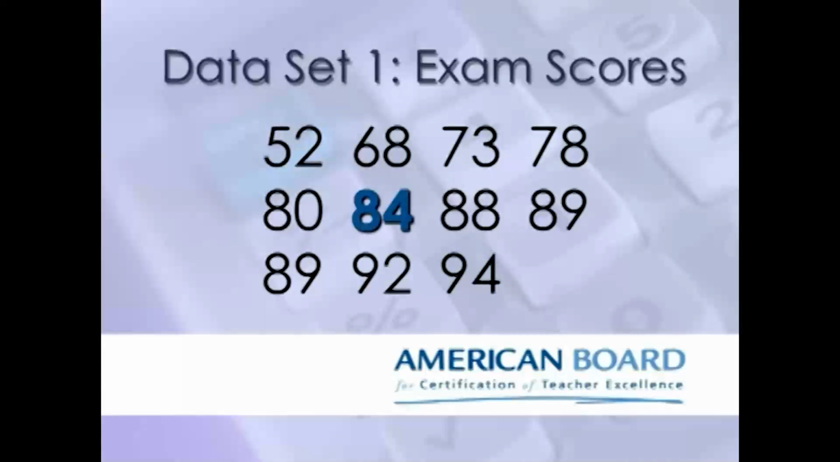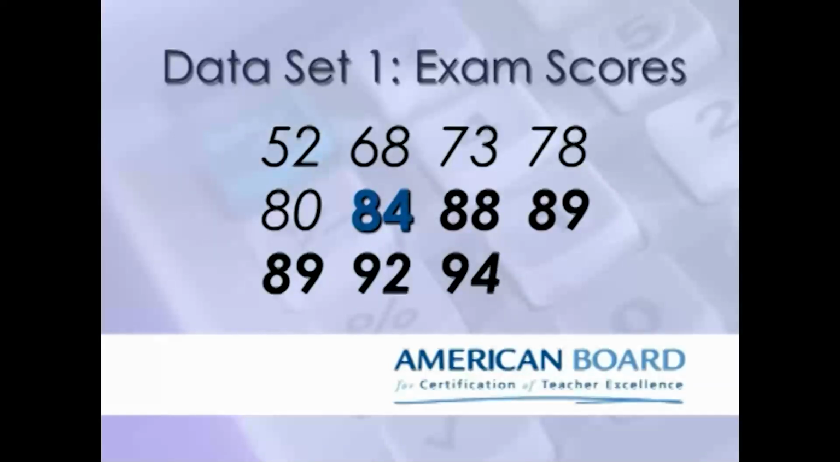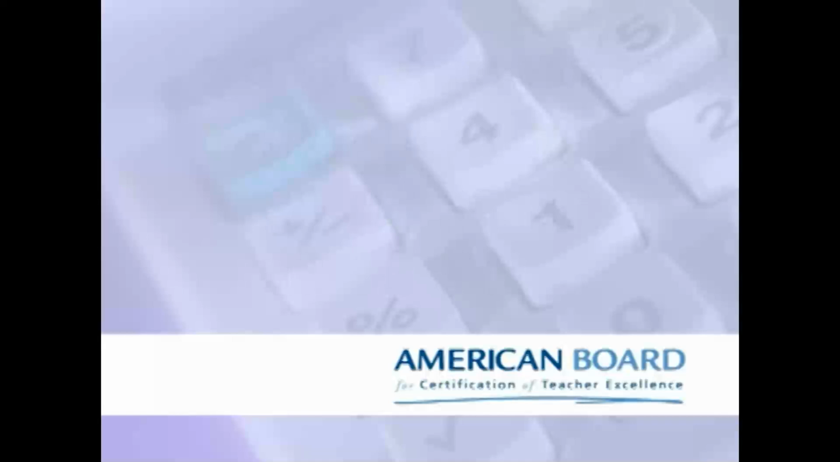You can tell it's the middle number because there's 5 data values that are less than 84, and 5 data values that are greater than 84, so 84 is right smack in the middle. Calculating the median is not much more difficult if there's an even number of data points. Take a look at this data set.